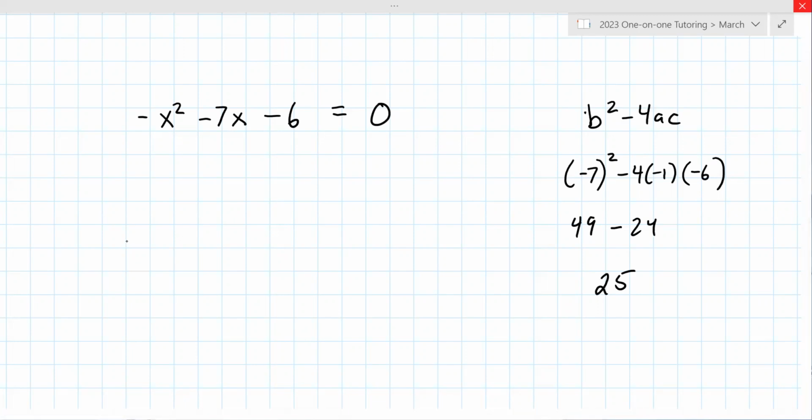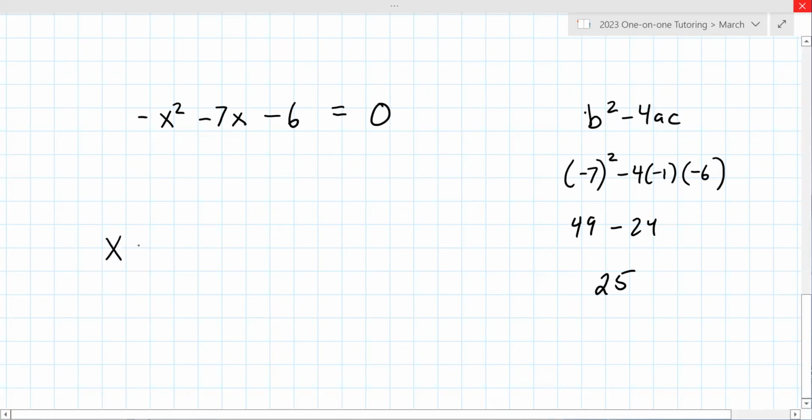Now, I'd like you to tell me the quadratic formula here. It's okay if you need to look it up, but I want you to at least take an attempt at it.